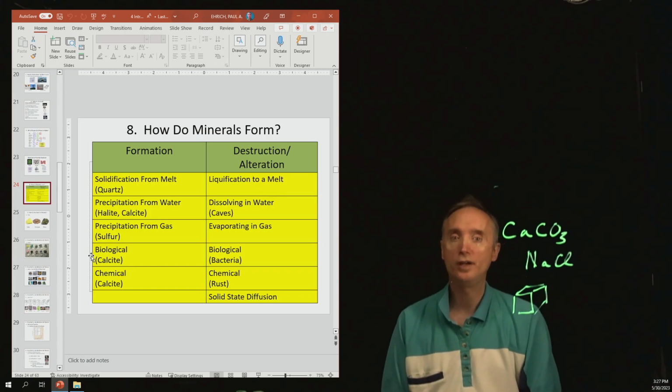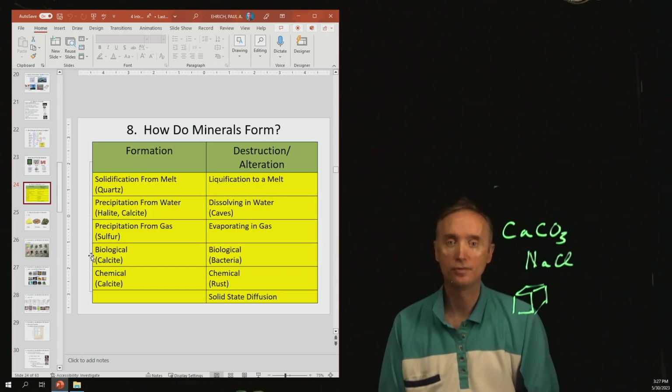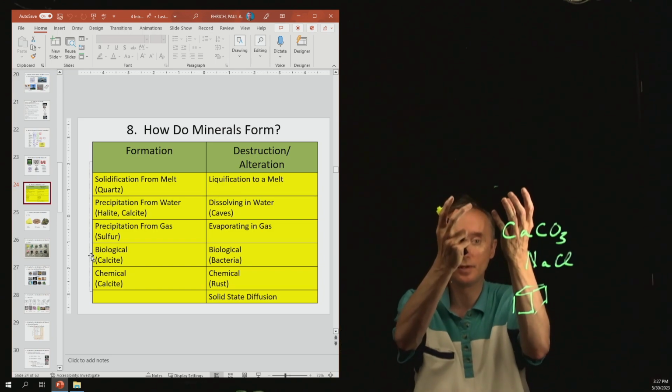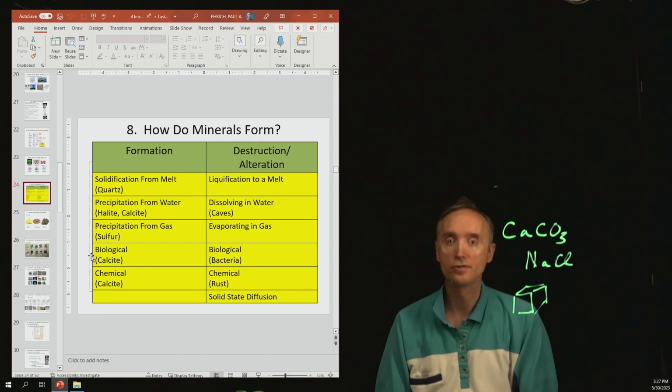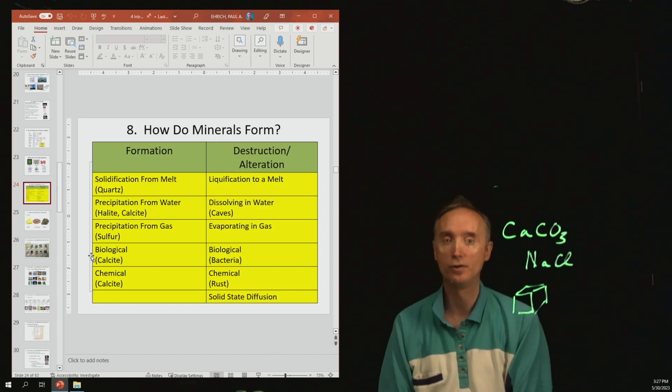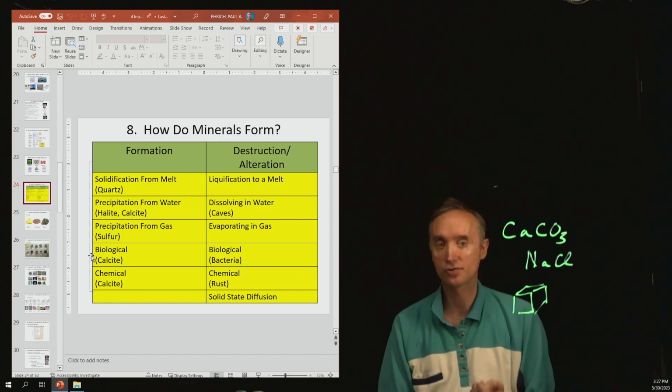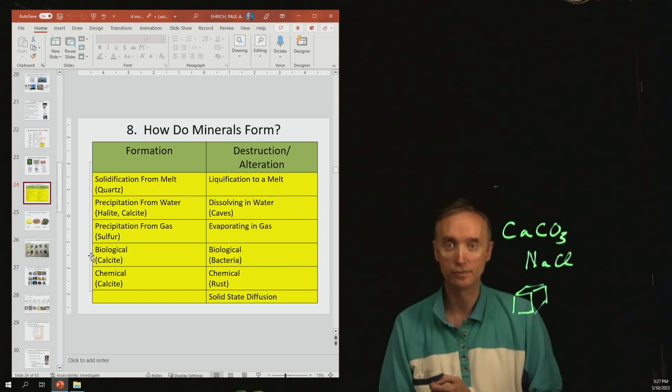Okay, how do we make a mineral? They can come from the solidification of a melt. So for example, in our previous segments we talked about how at a mid-ocean ridge, material comes up in a liquid form and then it hardens. So minerals form from the solidification of a melt, and notice that you can destroy a mineral if you heat it. If you heat up a mineral, it turns back into a melt.